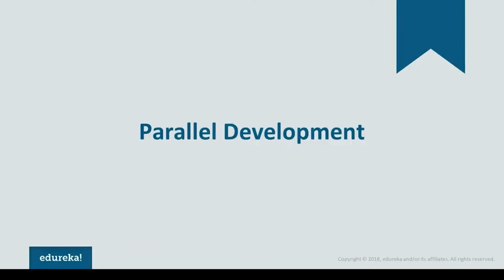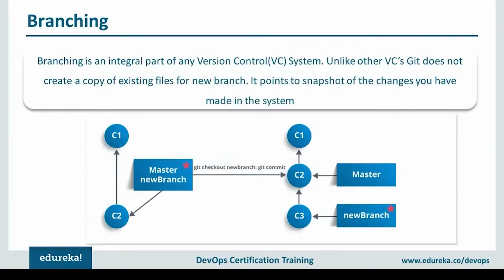Let me tell you that Git not only provides a simple workflow, but it also provides parallel development or non-linear development. When I say parallel development, I mean various operations that Git provides. Git provides three main operations: branching, merging, and rebasing. With rebasing, various other concepts come in, like reverting and resetting.